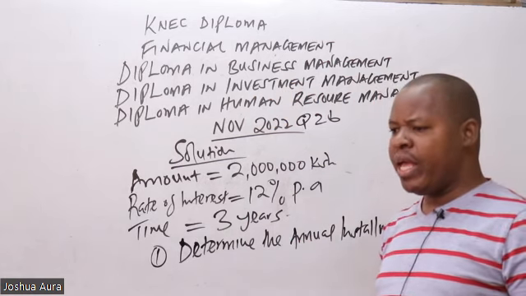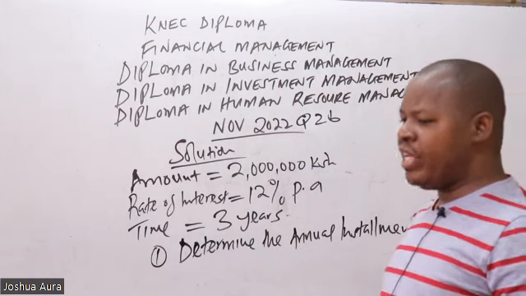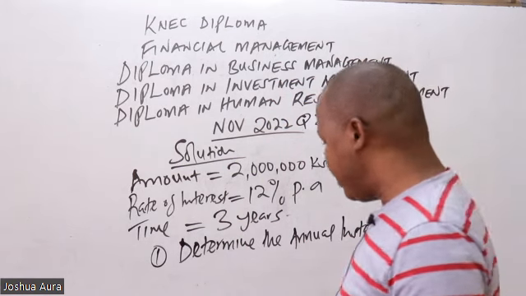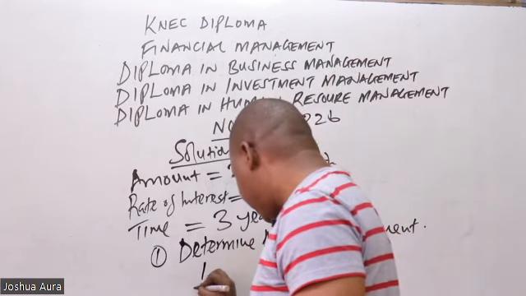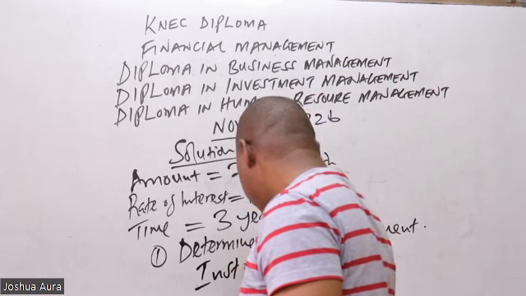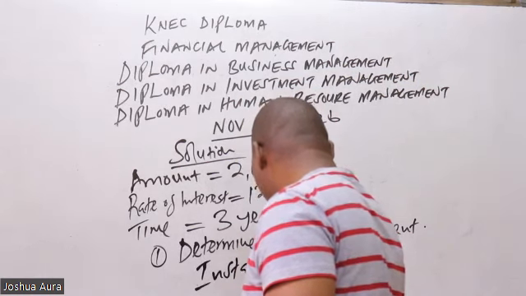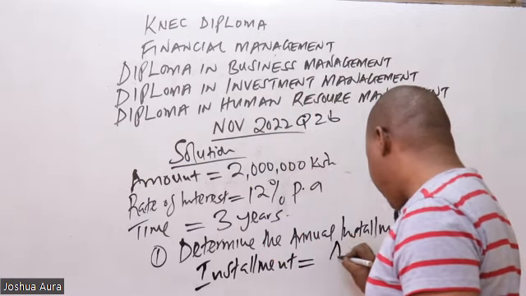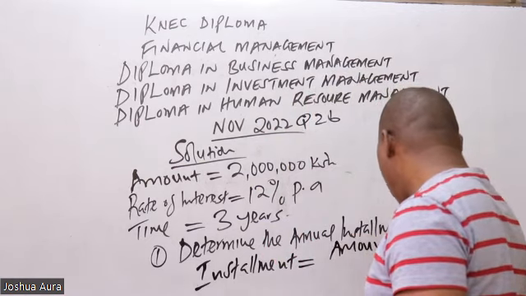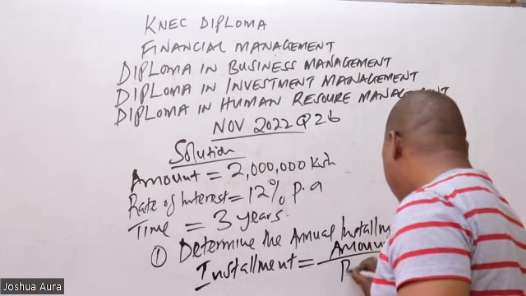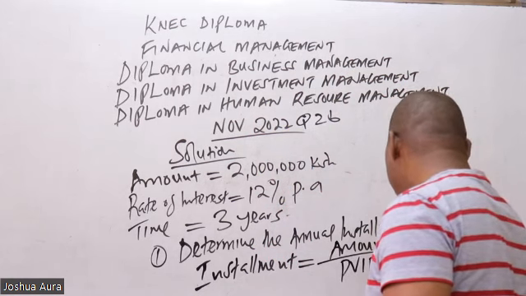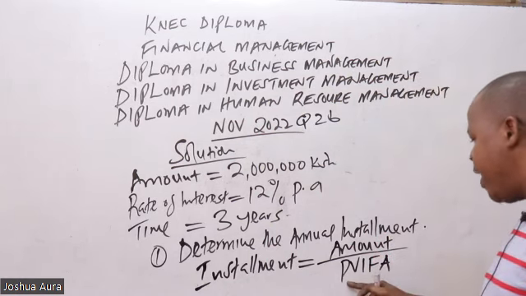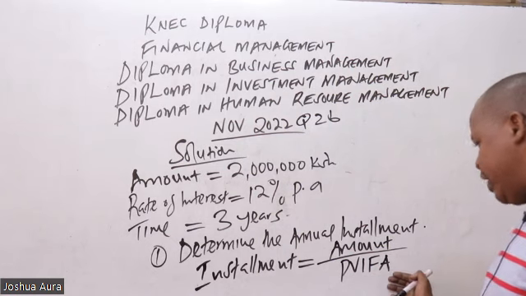So how do we determine an installment? This is how we get installment. Installment will be equal to the amount borrowed, you divide by PVFA. This is the present value interest factor of an annuity, PVFA.